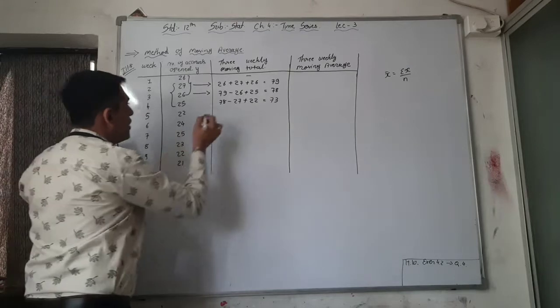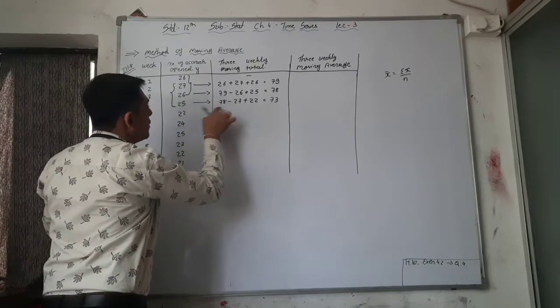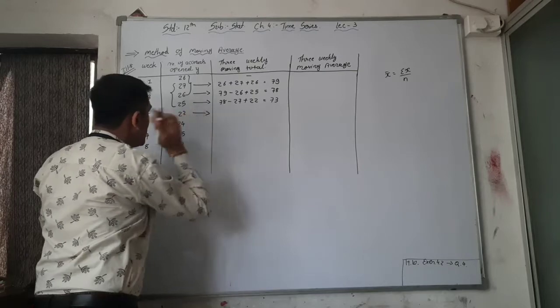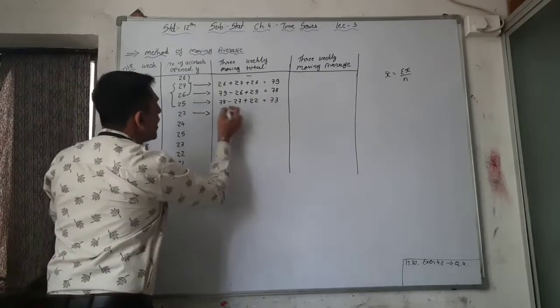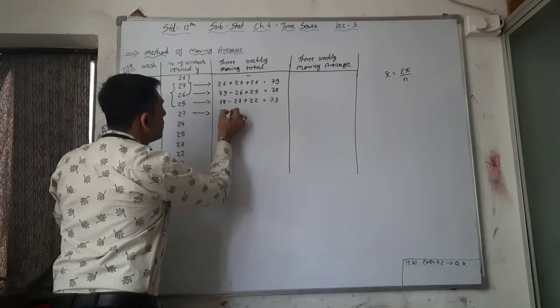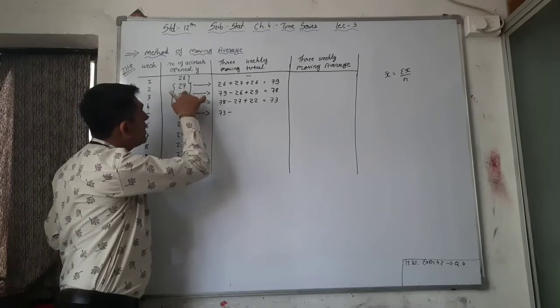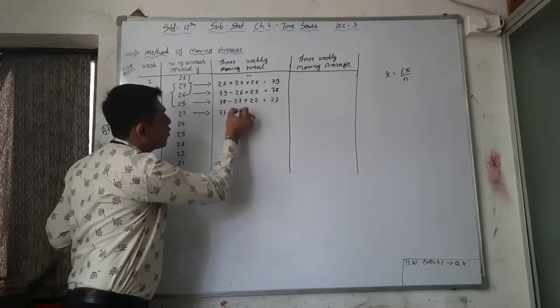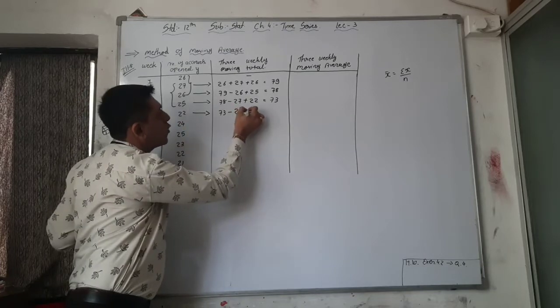Answer is 73. Now the next one we have to write. See here, this is the center of 25, then 22. We have to write 73 minus the next value, after 27 that is 26. We have to subtract that, and after 22 we have to add 24.